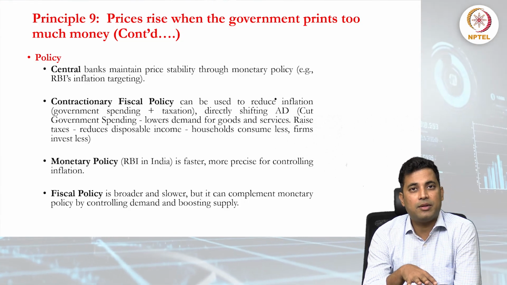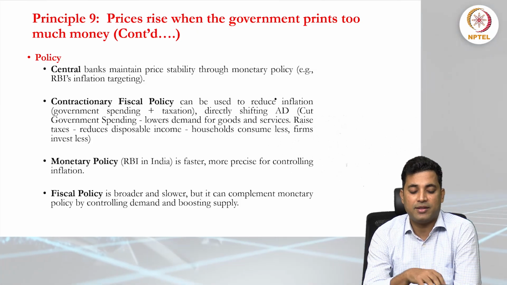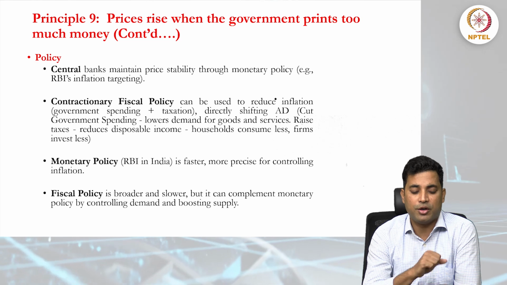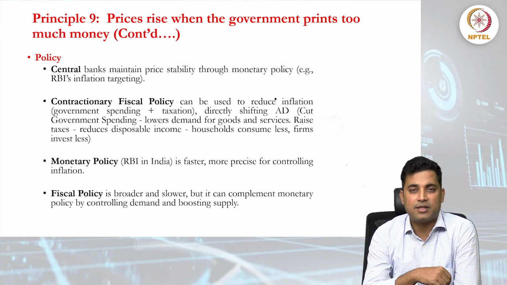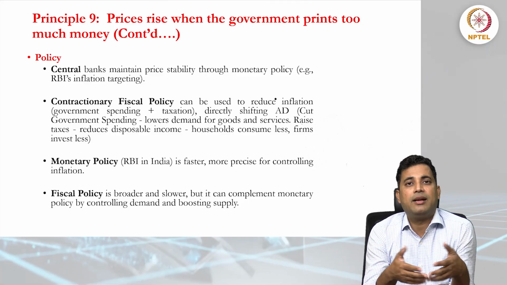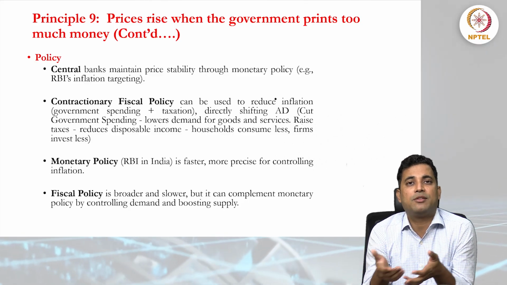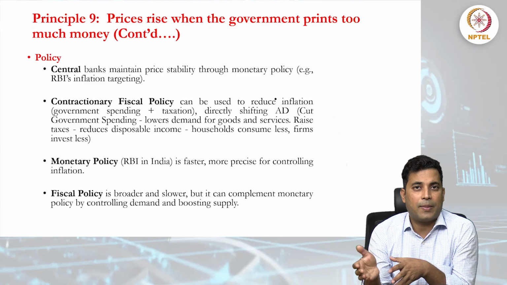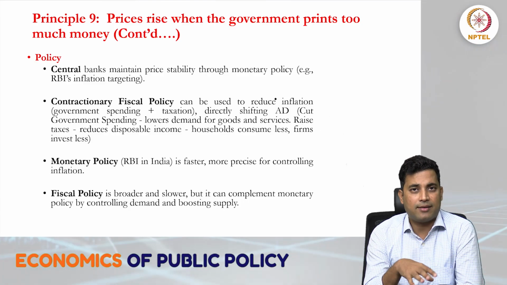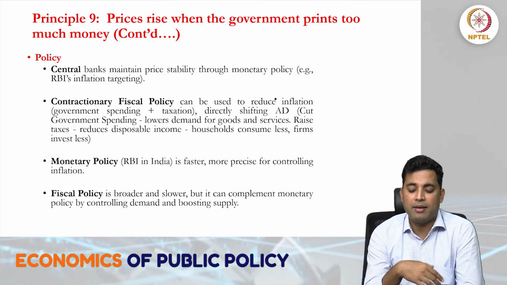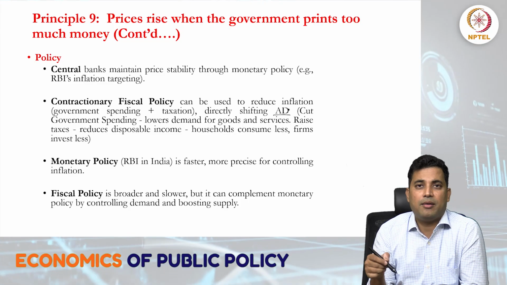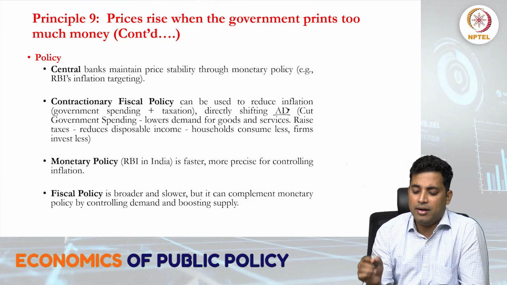Prices can be controlled through two policies: either fiscal policy or monetary policy. We'll discuss fiscal policy in detail when we talk about elements of macroeconomics in the third unit of this course. There we'll discuss what aggregate demand and aggregate supply are. Here AD means aggregate demand.